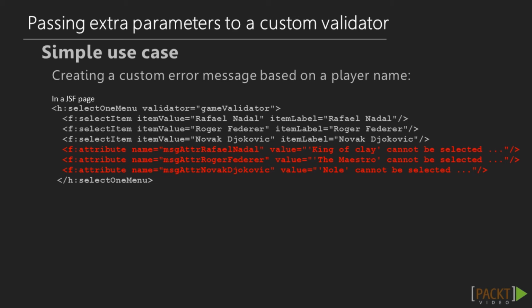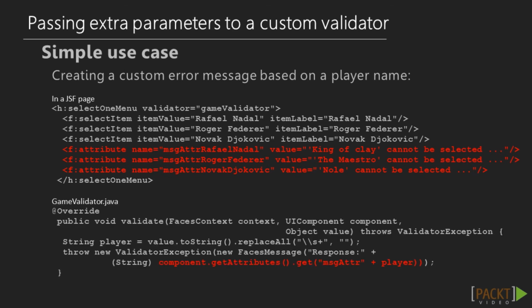Now let's talk about passing extra parameters to a custom validator. In this example, you can see how to use the f:attribute to pass 3 extra parameters to a custom validator. Basically, the user will select one of the 3 names from the menu and will submit the form. He also submits our 3 attributes that have their names built from a prefix plus the player name. In the validation phase, we throw an error whose message is dynamically generated based on the selected player name and the text that is fetched from one of the 3 passed attributes.